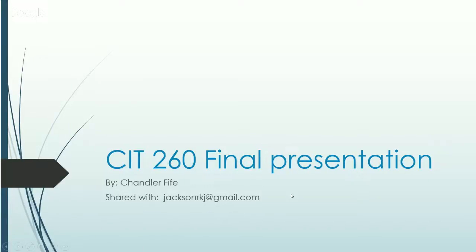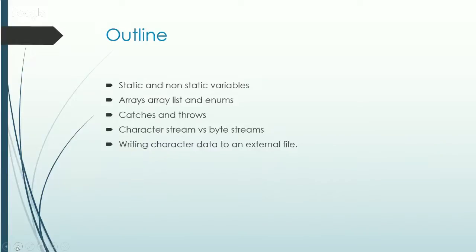So this is just going to be me showing some things I've learned over the course of the last half of this class. Hopefully, we're all able to implement some learning and come to a greater understanding of the concepts that are implemented here, and I'm able to demonstrate that for you guys. Things that we'll be going over will be static and non-static variables, arrays, array lists, and enums, how to implement catches and throws, character streams versus byte streams, and writing character data to an external file.